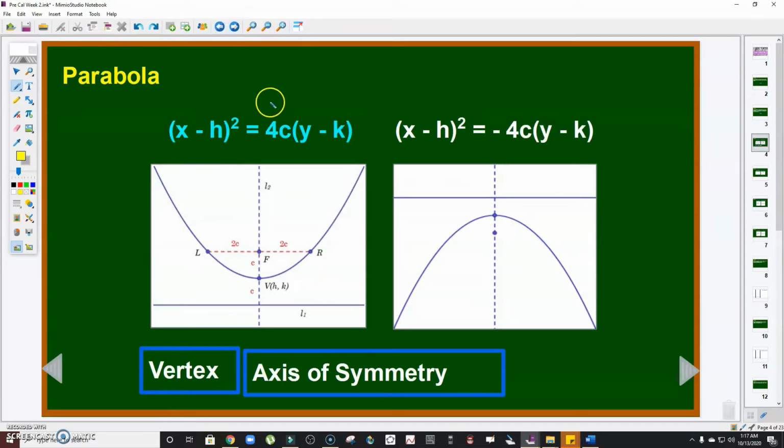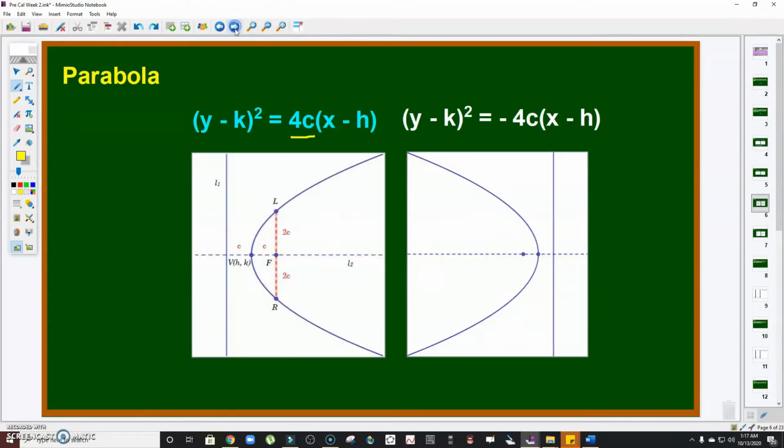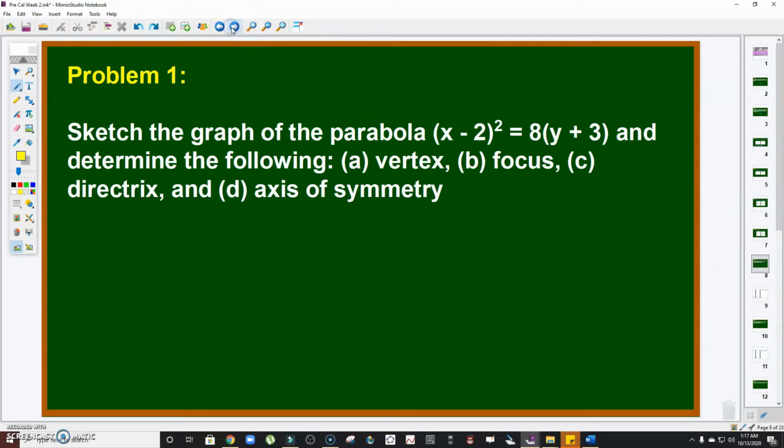Let's recall. Upward: x is squared, 4c is positive. x is squared, 4c is negative when downward. To the right: y is squared, 4c is positive. y is squared, 4c is negative, that's to the left. Okay, let's apply that.